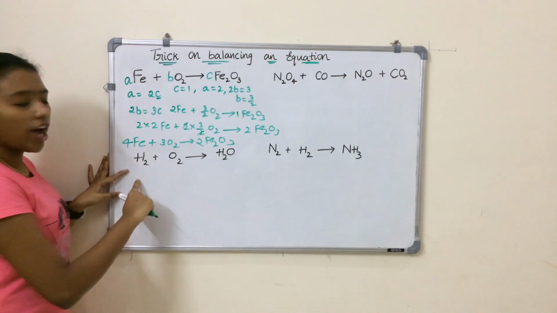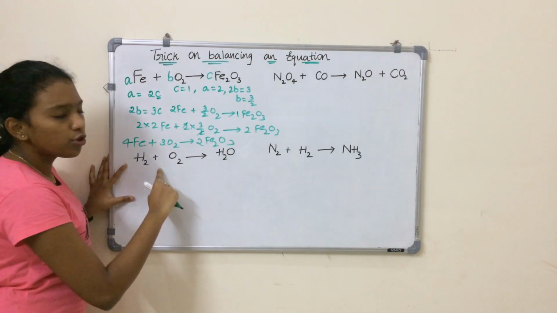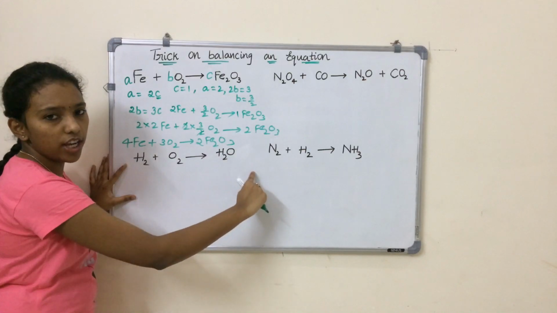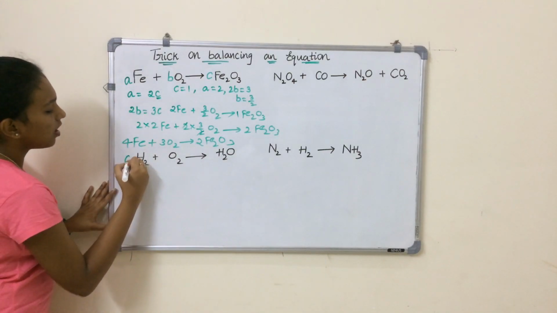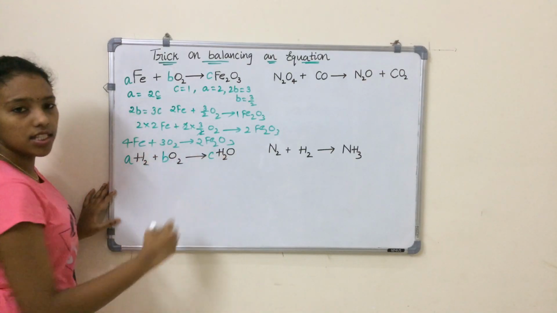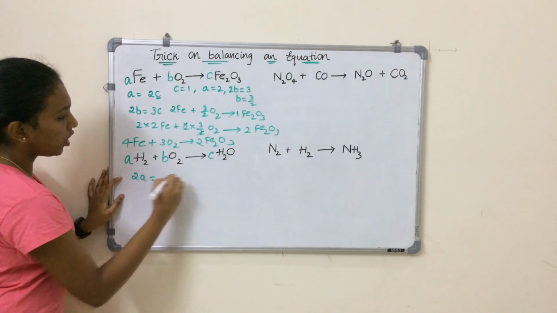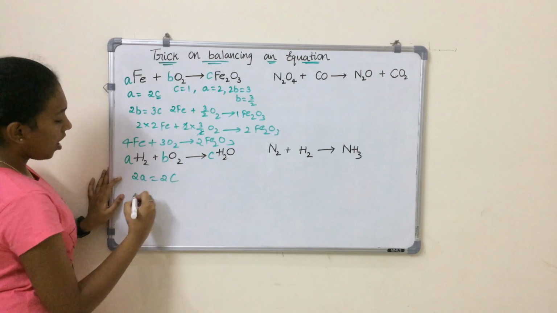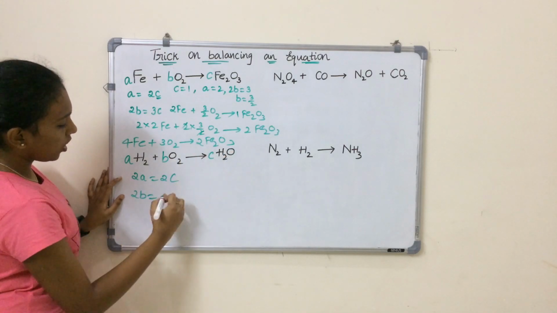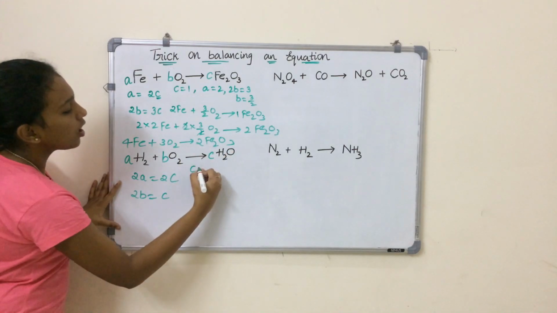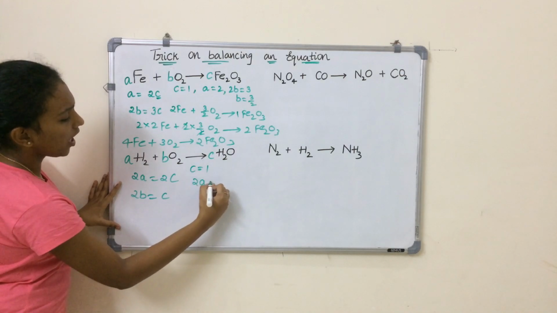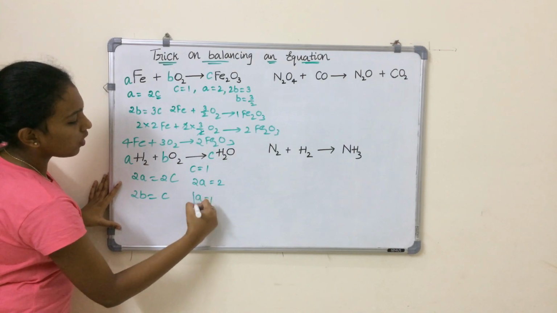Now let's move on to another example. H2 plus O2 gives you H2O. Keep A, B, C. Now compare on both sides. 2A equal to 2C. And again 2B equal to C. C equal to 1. Then 2A equal to 2. A equal to 1.